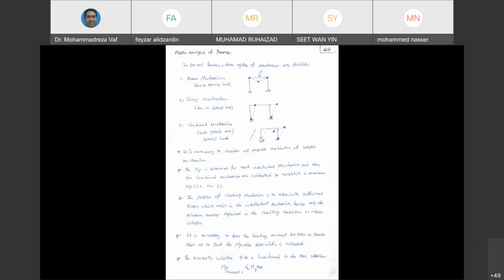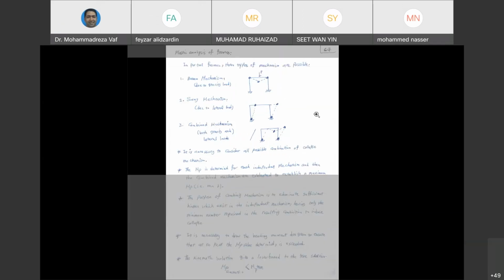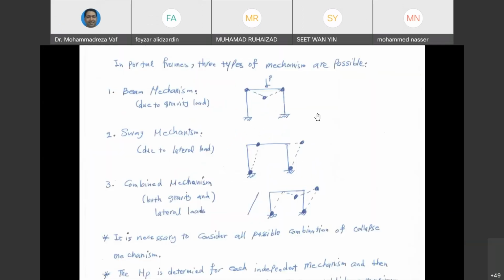Welcome back to our plastic analysis class. And now we are going to continue with plastic analysis of frames. If you have watched the video that I have already recorded, I have mentioned there that when it comes to the frames, we have three different collapse mechanisms.